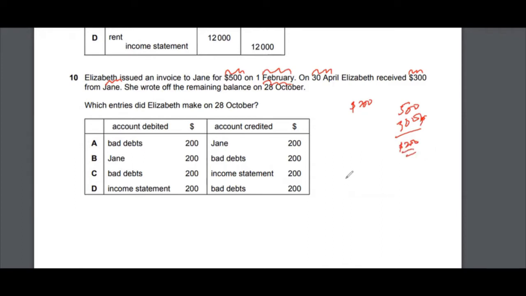It's basically a write-off. So the correct entry would be debit bad debts and credit Jane. Accounts receivable is going down, so you would credit. So the correct answer to multiple choice 10 is option A.